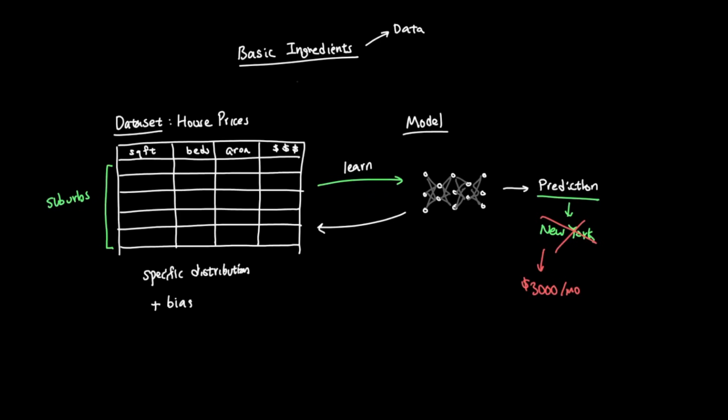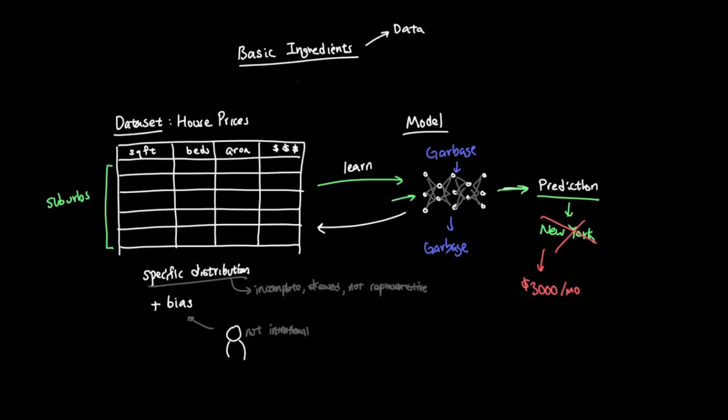This also connects to bias. Bias does not always mean someone intentionally made the model unfair. Sometimes it means the dataset is incomplete, skewed, or not representative of the real world the model would be used in. That is why people say garbage in, garbage out. Better data usually leads to better models, and bad data can make even a powerful model perform poorly.